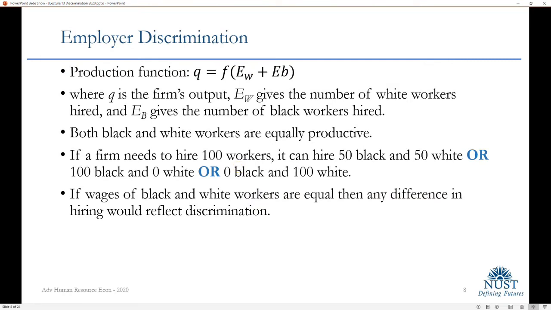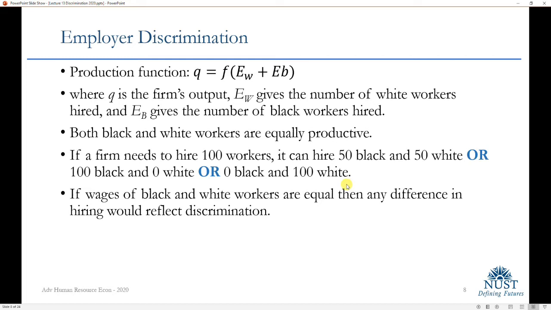All right. So production function, we are now going deeper into this analysis. Production function is quantity is a function of employing white workers, employing black workers, where Q is the firm's output, EW is the white workers, EB is the black workers. They are equally productive. And if a firm needs to hire 100 workers, and it can hire 50 black and 50 white, or 100 blacks and 0 white, or 0 black and 100 white.